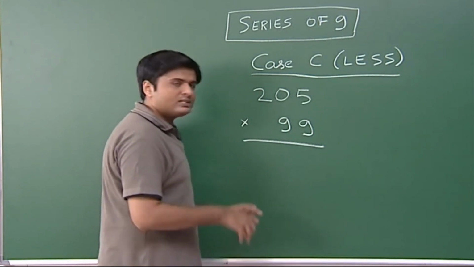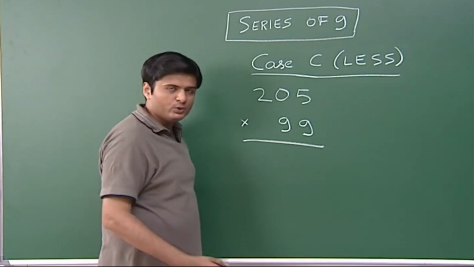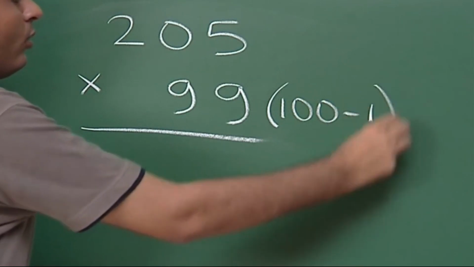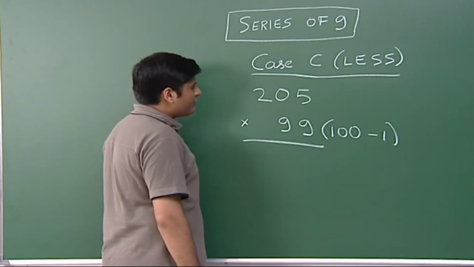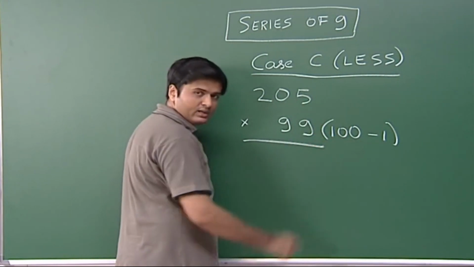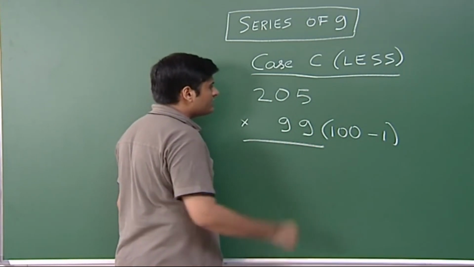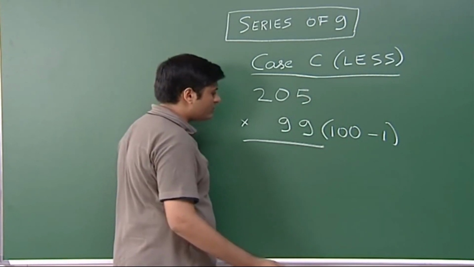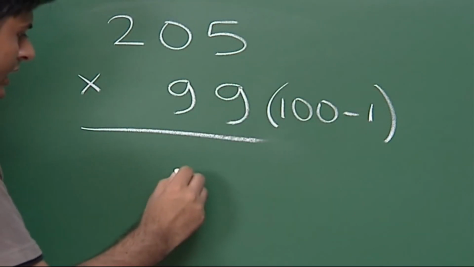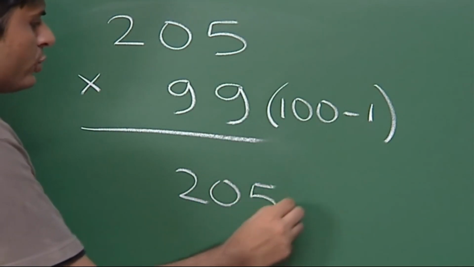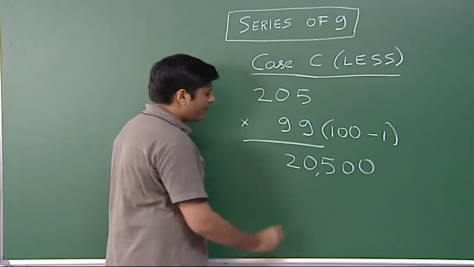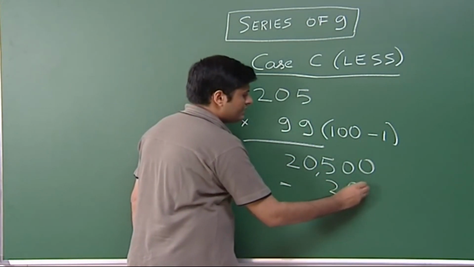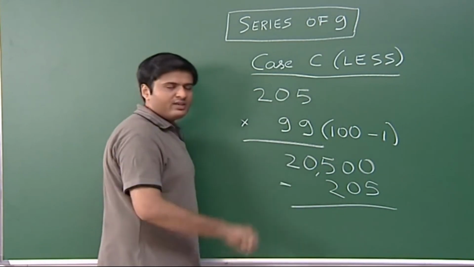In this case, you can simply use the general mathematical aptitude that we use. Instead of 99, you can take 100 minus 1. So first we will multiply 205 times 100, and from that answer we will subtract 205 times 1. So 205 multiplied by 100 is very simple. Just put 2 zeros behind this. So it becomes 20,500. And then from that we subtract 205 times 1. 205.